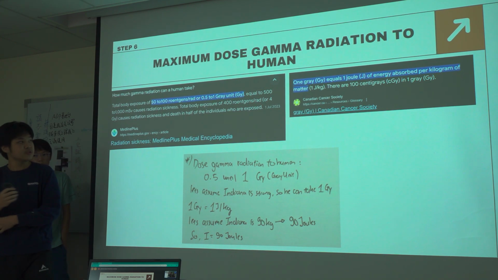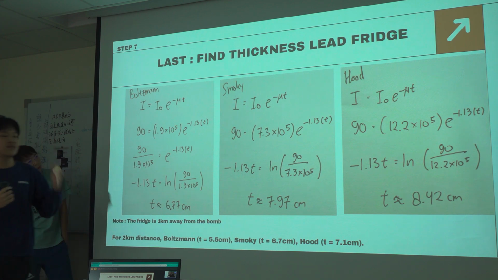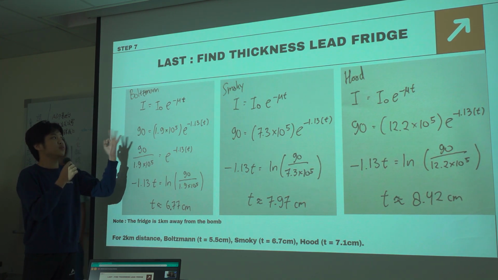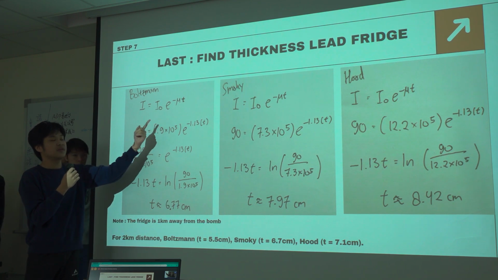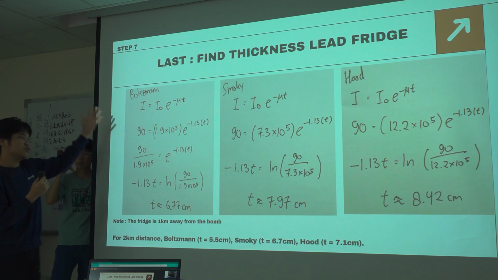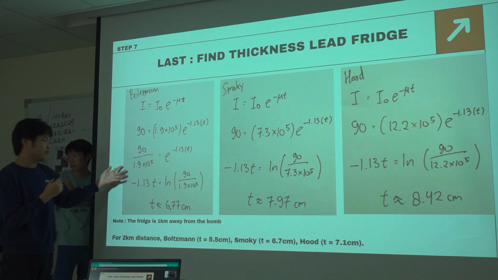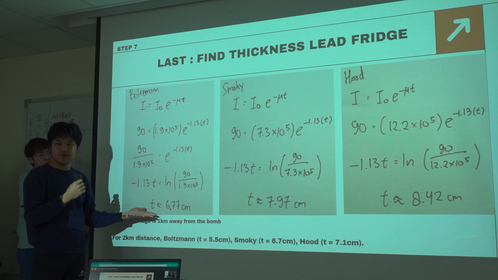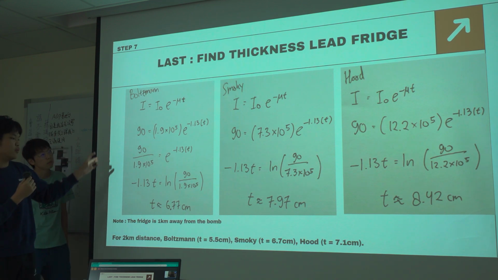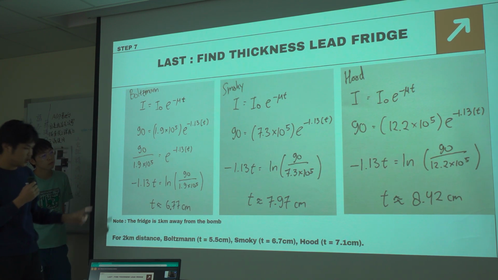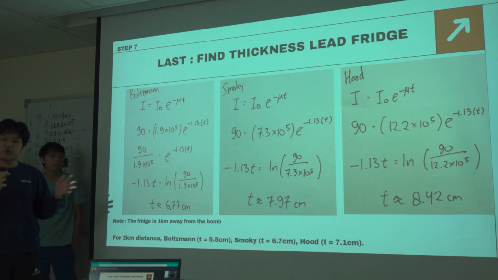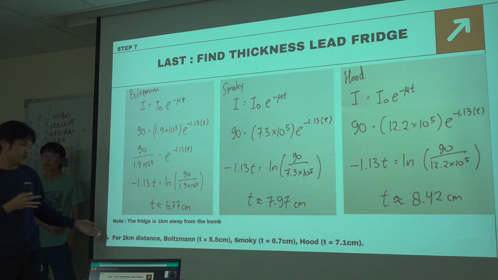So we already have the I, this 90 joules. We already have the I naught based on the bomb, and we already have the mu. Finally we just need to find the thickness. With some computation, you need at least 6.77 centimeters of lead for the Boltzmann bomb. Note that this is 1 kilometer away from the bomb. If you need 2 kilometers away or further, you will have a different result.